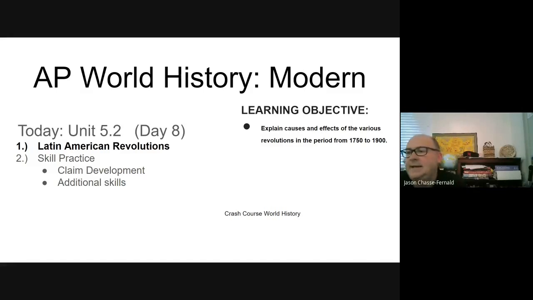Today we are going to begin day 8, our final day, on Unit 5.2, and specifically targeting the Latin American revolutions. So, once again, we're looking for causation, right? That is our learning objective today. The skill we're trying to apply throughout 5.2 is looking for causes and effects of the revolutions, right? So today we're going to be looking specifically at the Mexican Revolution and some of the northern South American ones. So Venezuela, Colombia, or Gran Colombia.